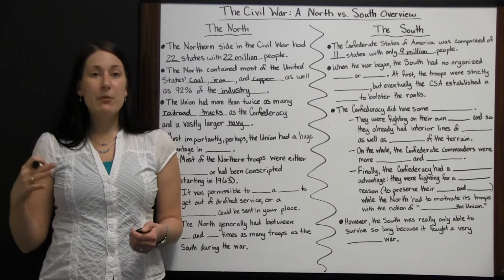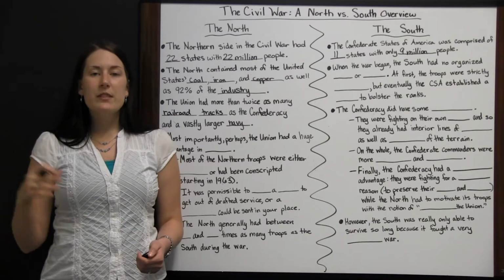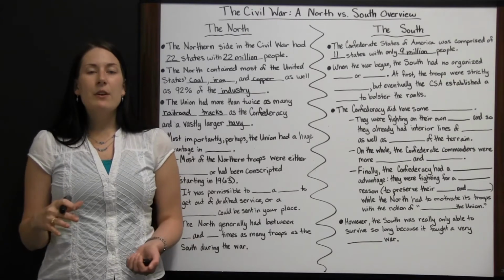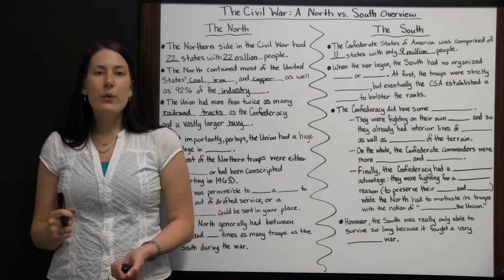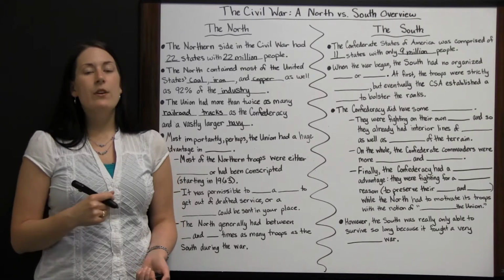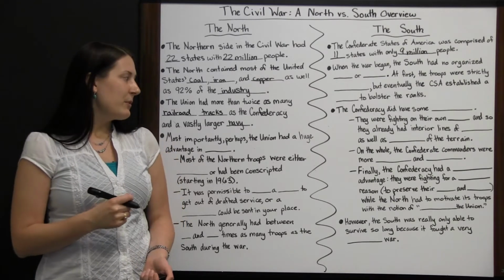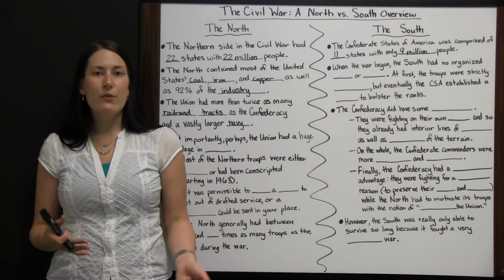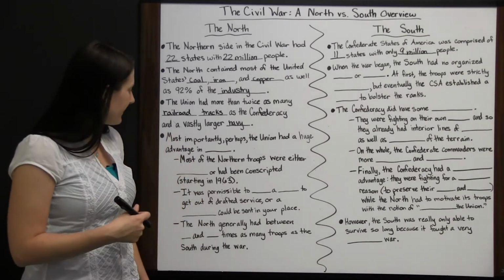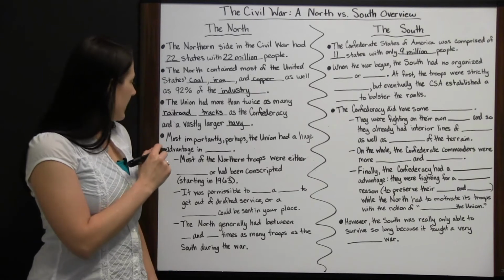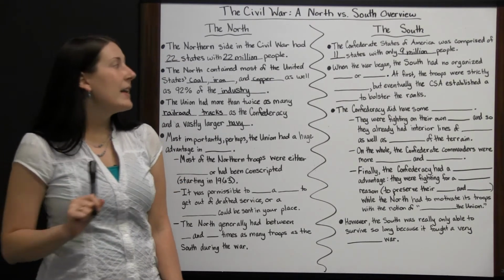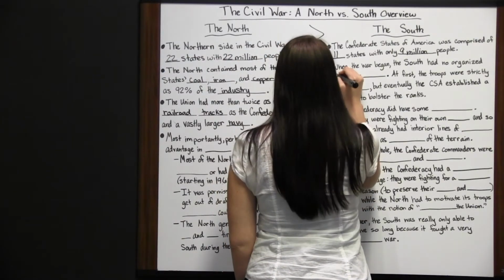They were able to transport troops, transport supplies, food, more weapons, ammunition. All of that was going to be able to be transported a lot quicker into more places in the North than in the South. The South was going to be slower about getting to transport those things because they didn't have as many railroad tracks to get them there. Now, when the war began, the South had no organized army or navy.